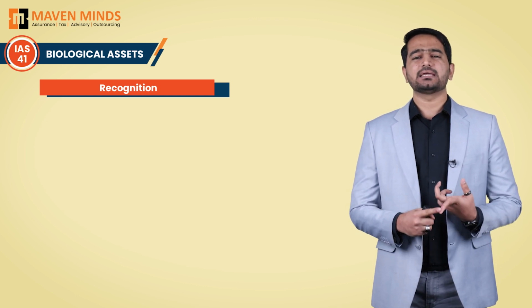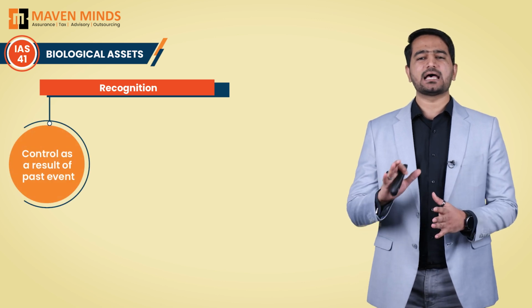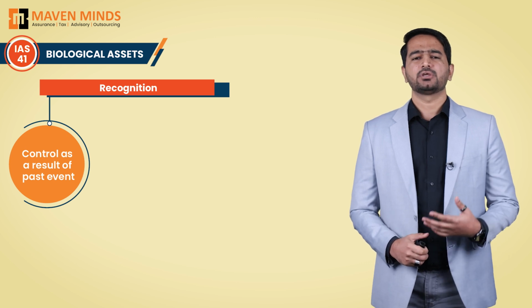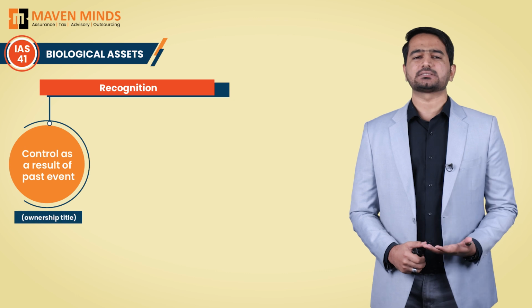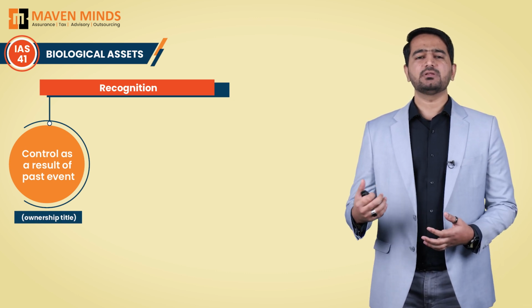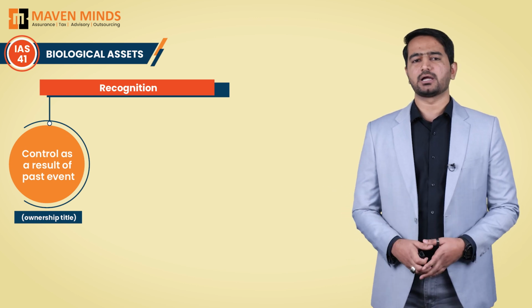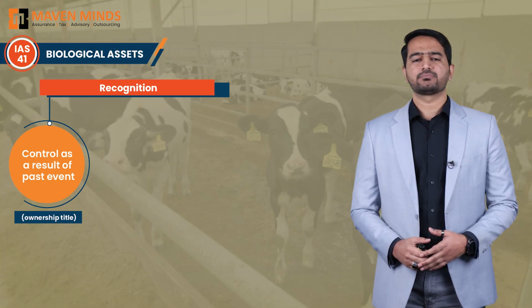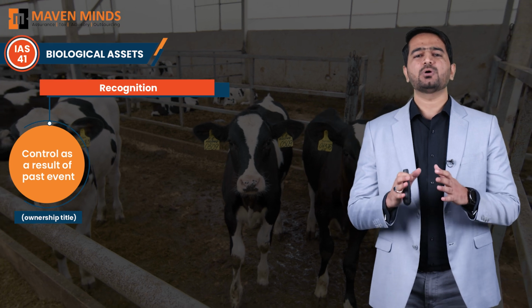The first criteria is control. The entity must control the asset as a result of a past event. What does that mean? Well, you need some kind of proof that you actually own or control the asset, like a legal title, purchase agreement, or even branding if you are talking about livestock with identification marks.